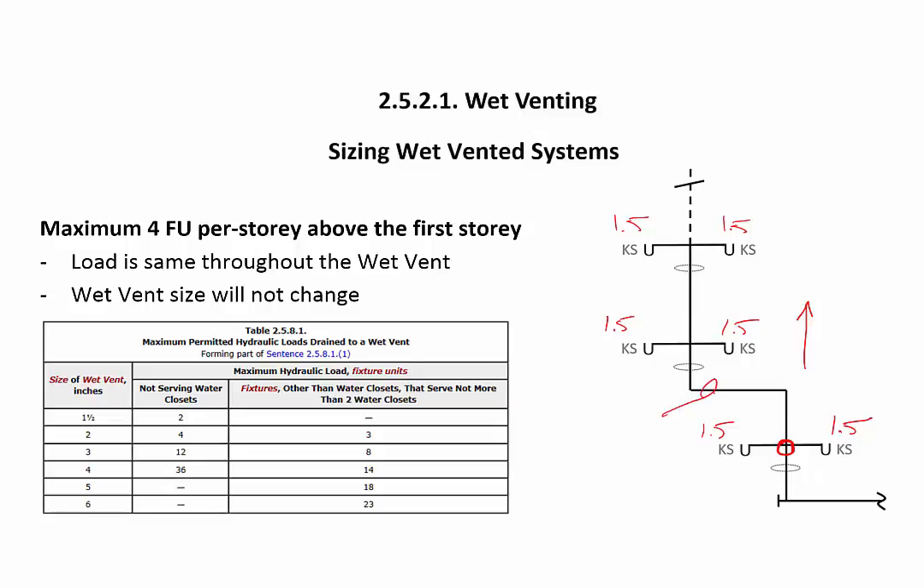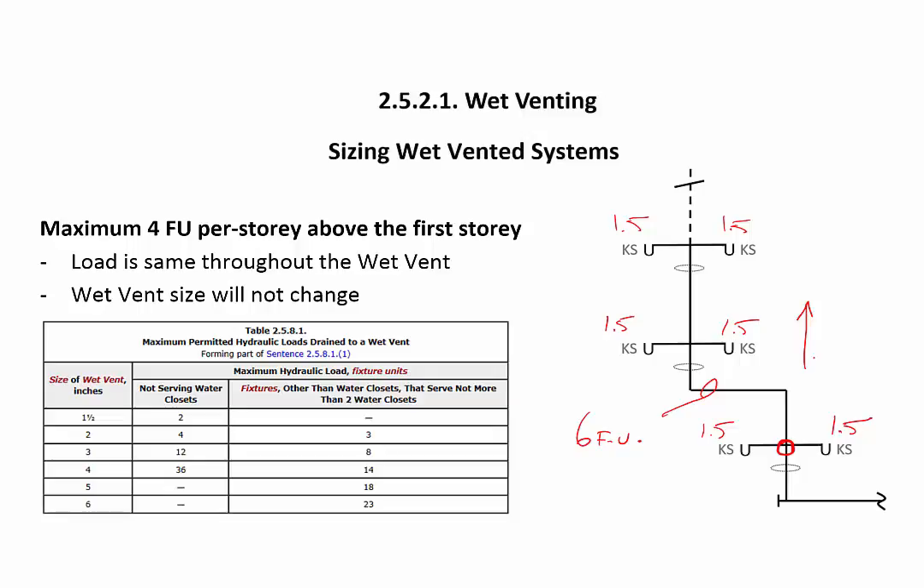with these last 3 fixture units from the lowest kitchen sinks draining into the branch that serves the rest of the system. So the lowest story not included, the lowest fitting not included, and we're not permitted to have more than 4 fixture units draining into the wet vented stack per story above the first story. So they're limiting how much load we allow into the stack at higher elevations.